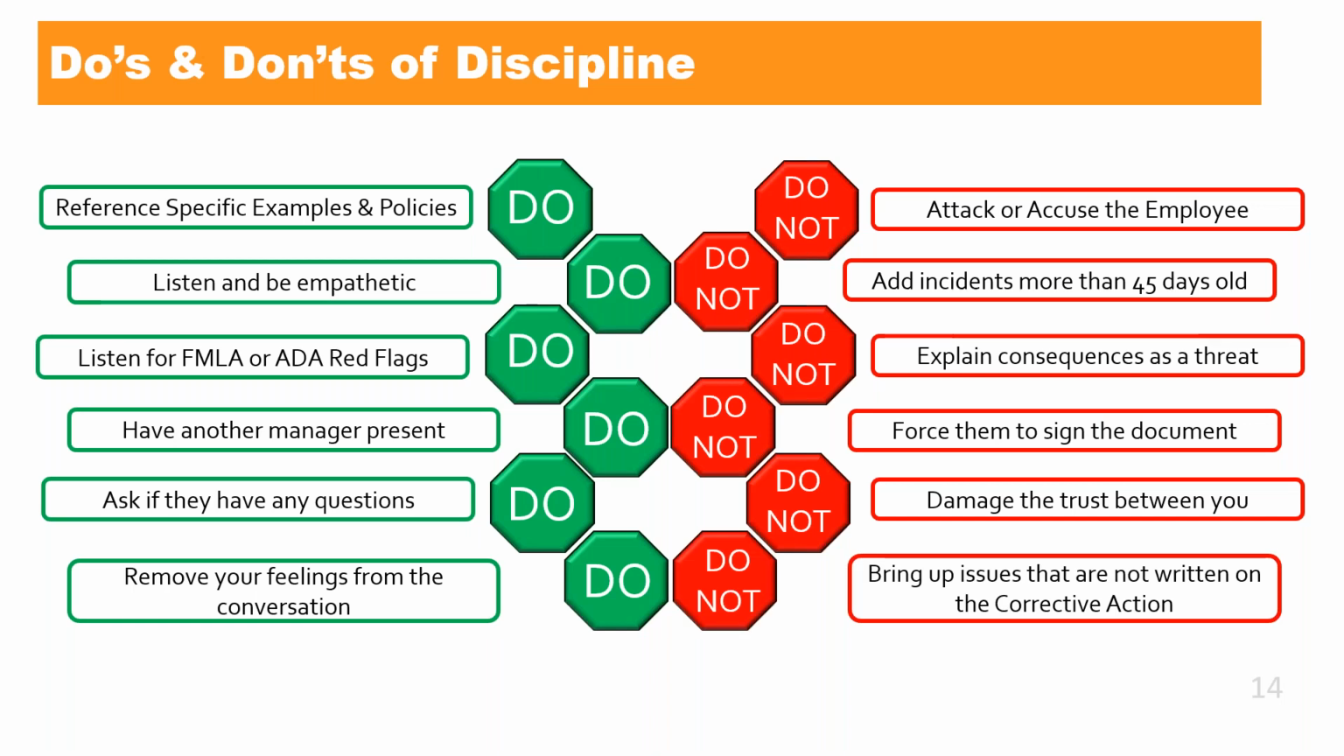And finally, do not bring up issues that are not written on the corrective action. Focus on the issues that you have written down. If you're giving them a write-up for attendance, don't talk about their attitude or their work quality. You need to stick to what's on the write-up. Those issues might be better for another conversation down the line, or you may need to put this person on a PIP if they don't improve their overall performance.